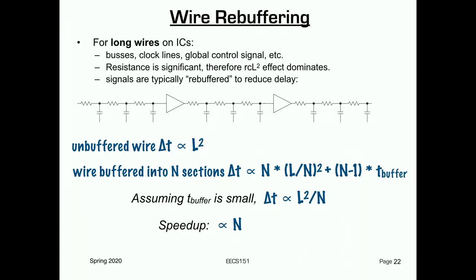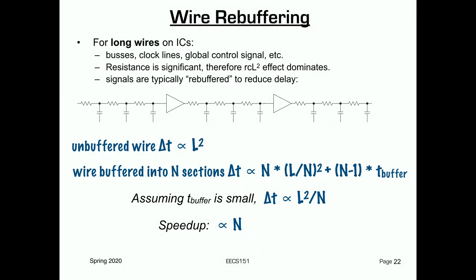If we cut this wire into sections, you can see what happens then, that the total delay on the wire is going to be n times L divided by n, if it's n sections. So L divided by n squared, right? And you have n of those sections, plus the delay of the buffers themselves. And you'll have n minus 1 buffers, let's say, in this, if you have cut it into n sections. Right? As we'll see, the buffer delay itself is pretty small, right?